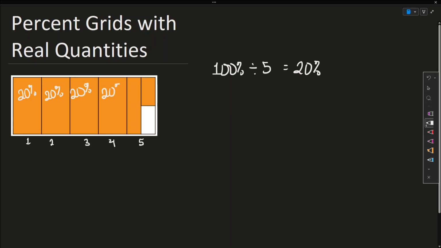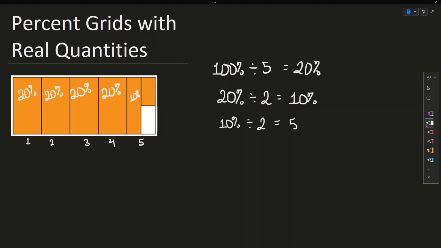Now let's look at the last one. It's actually broken in half vertically. So that piece represents 20%, and it's broken into 2 equal pieces. That gives us 10%. So this piece here is 10%, as is this final piece here. But that 10% piece got broken in half again. So if I divide that by 2, I get 5%. So this piece here is 5%.